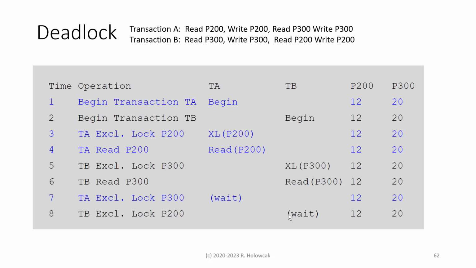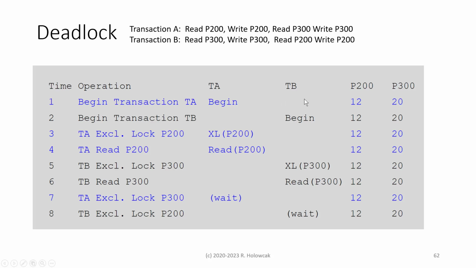This is a situation we call deadlock. Neither transaction A nor transaction B can make any progress because A has something that B needs and B has something that A needs. So they will be stuck in this situation pretty much forever.